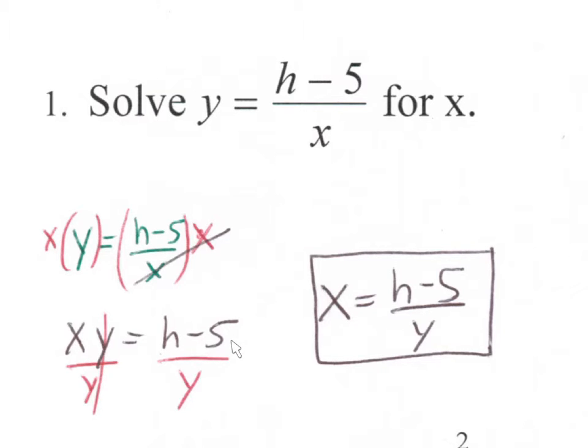Now, how do you get x by itself? Well, it's connected by multiply, so we divide. So divide both sides by y, boom, and there is your answer, x equals.